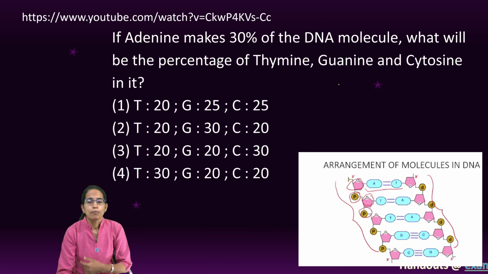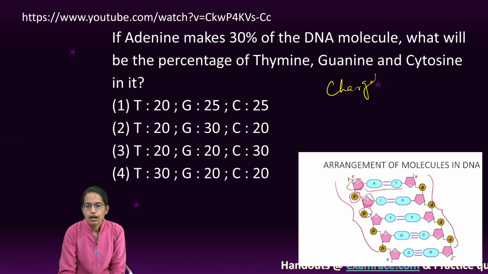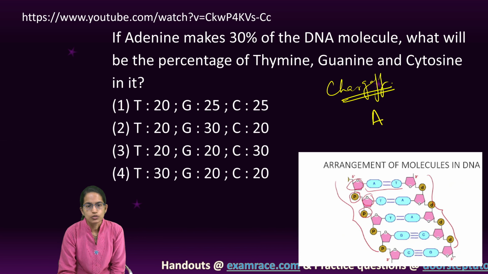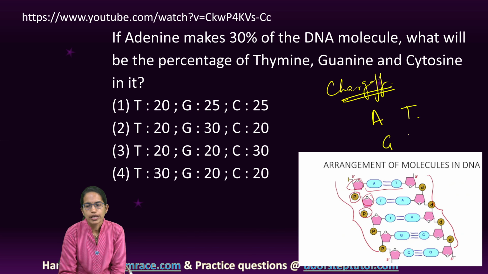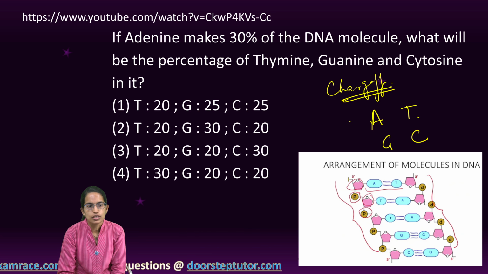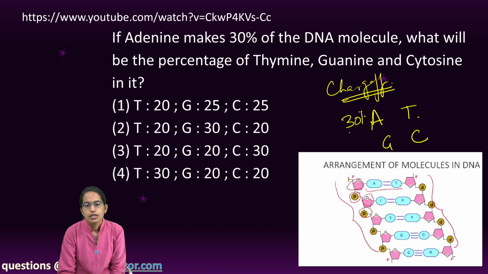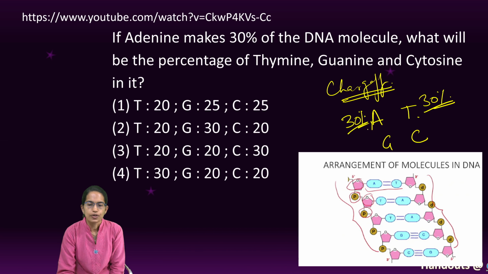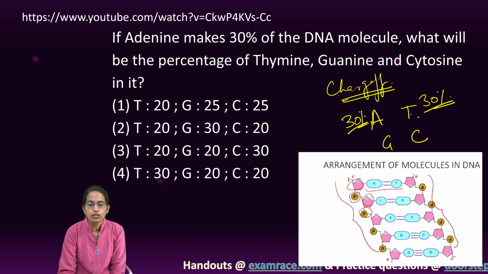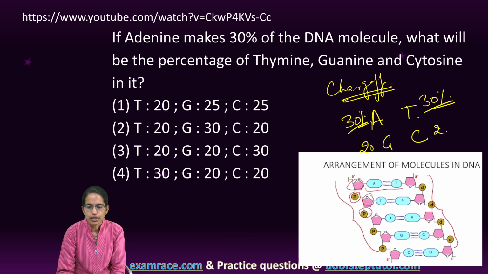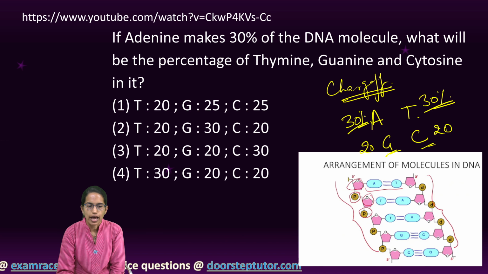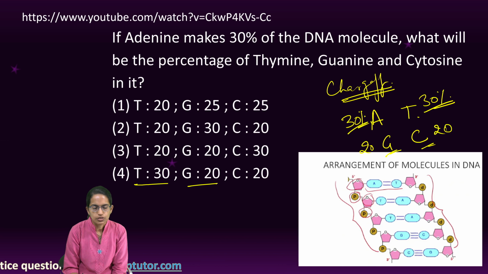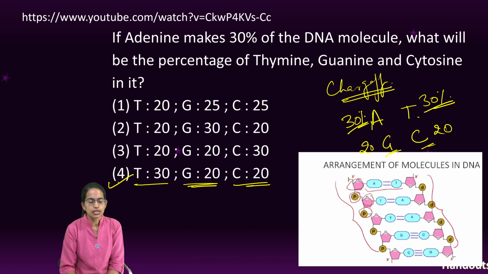The next is, based on Chargaff's principle, we have the base pairs, and adenine relates to thymine and guanine relates to cytosine. So if adenine is 30%, thymine would be again 30%. So the nitrogen base pairs would be equal. Now 30, 30, 60 gone, 40 remains. So again, you would have 20, 20 in the remaining. So cytosine and guanine would have 20 and 20. So thymine 30, cytosine 20, and guanine 20. So 4 becomes the right option here.